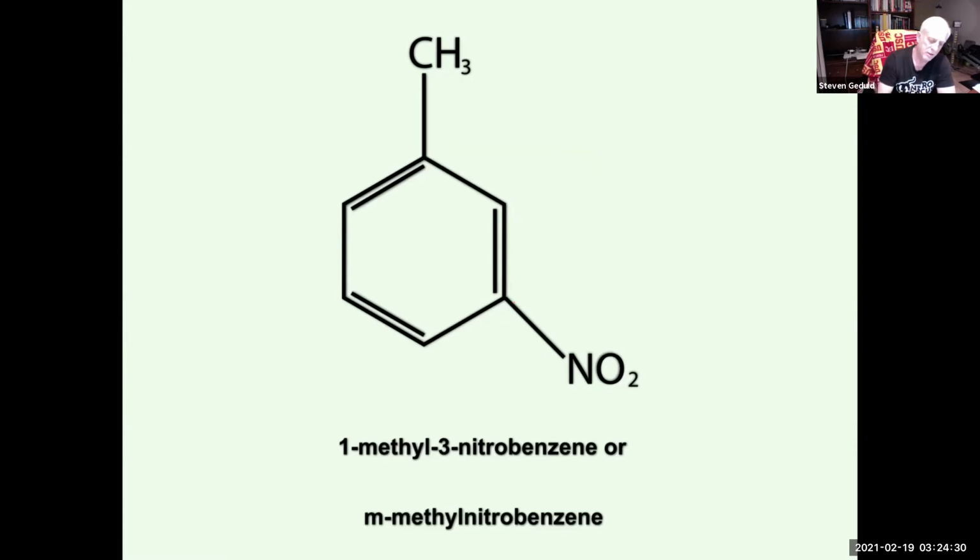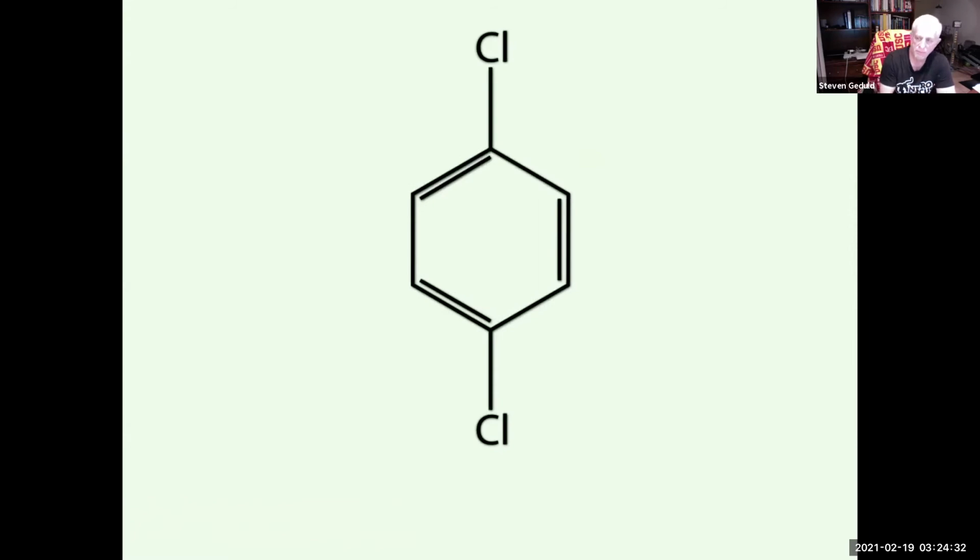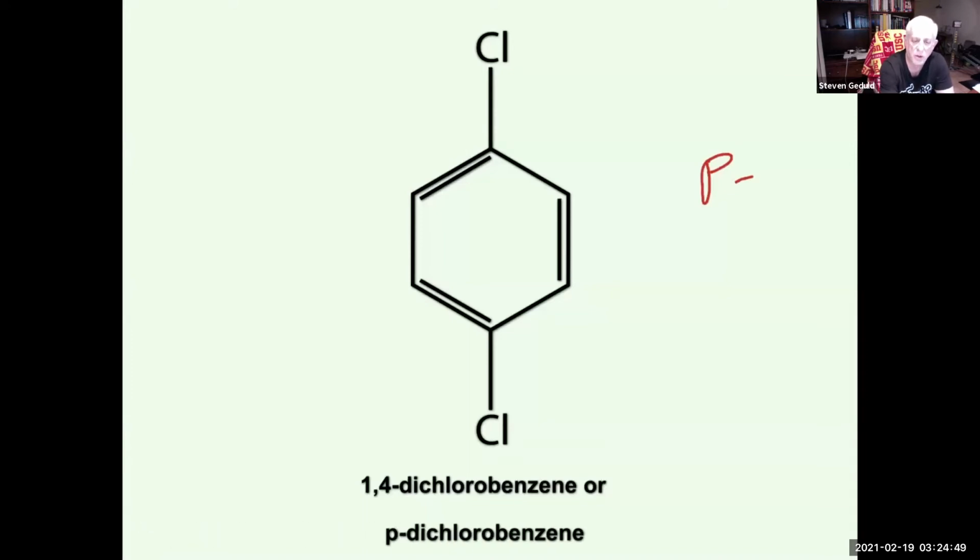Okay. And this one is a para, 1,4 position. So this would be 1,4-dichlorobenzene. Okay, or para, right? There's a para relationship, 1,4. Okay? Or it would be para-dichlorobenzene.